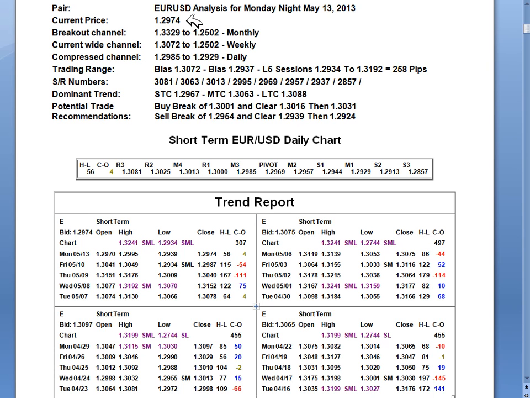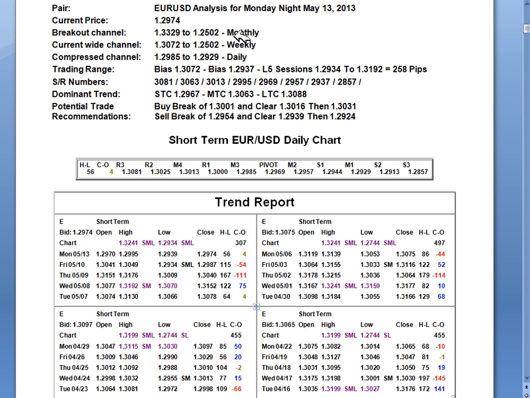We have the current price, and taking a look for Monday, May 13th. This was generated as we close the 24-hour period each and every day at 5 o'clock Eastern, 4 o'clock Central. The current price was 1.0974.